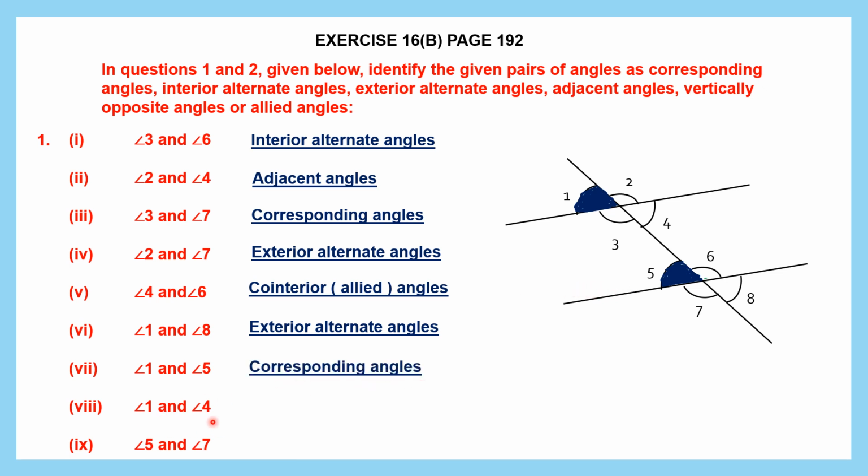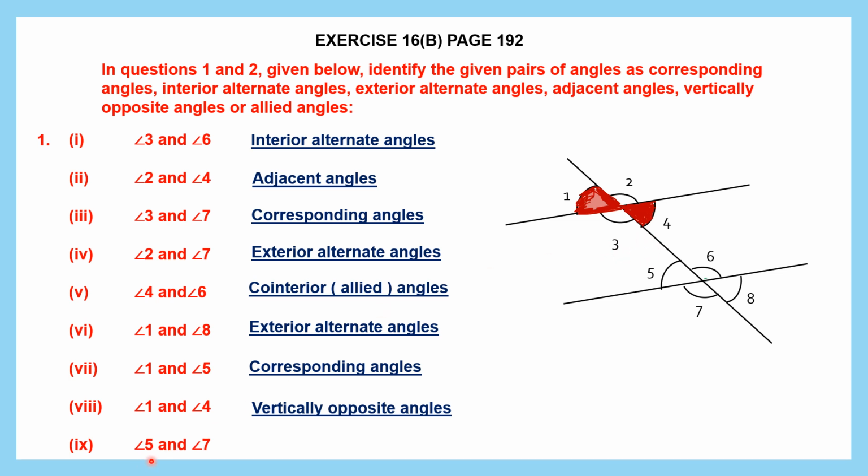Now let's look at angle 1 and angle 4. Angle 1, angle 4, as you can see, they are opposite each other, vertically opposite each other, because these two lines have met at a point. And the angles that are like this are called vertically opposite angles.